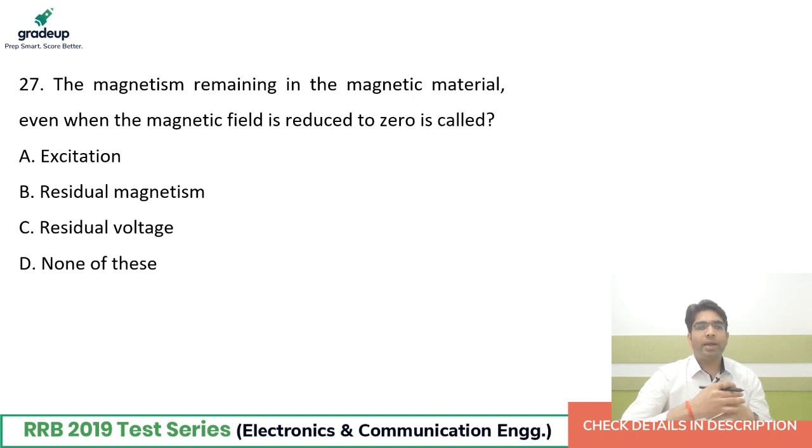The magnetism remaining in the magnetic material when the magnetic field is reduced to 0. What is the magnetism called? It is called as residual magnetism or retentivity. Correct? Yes, correct.